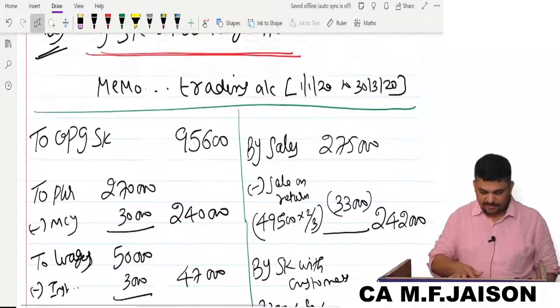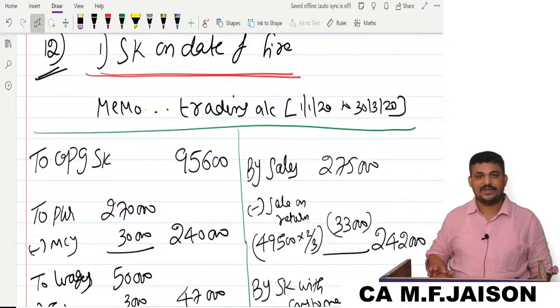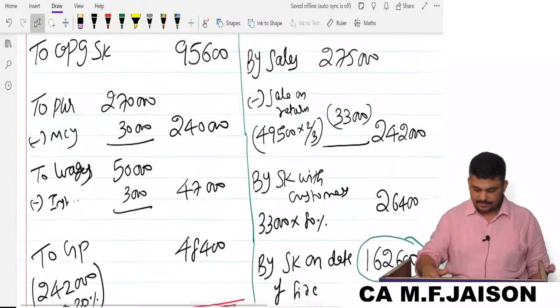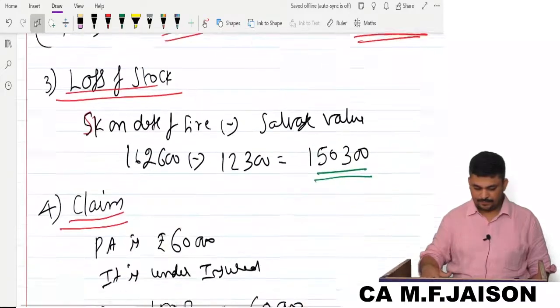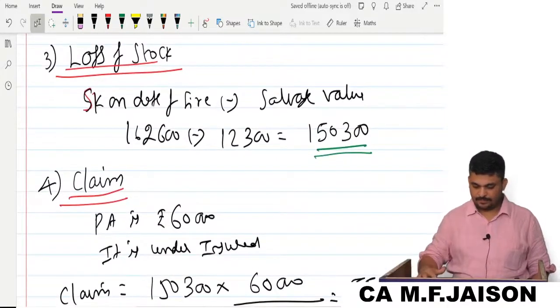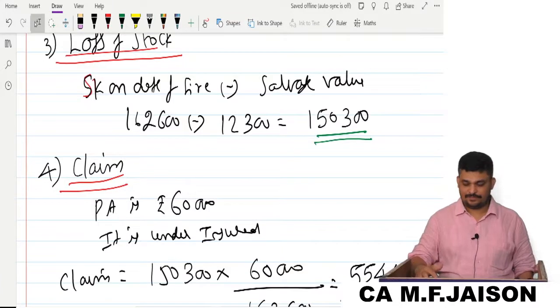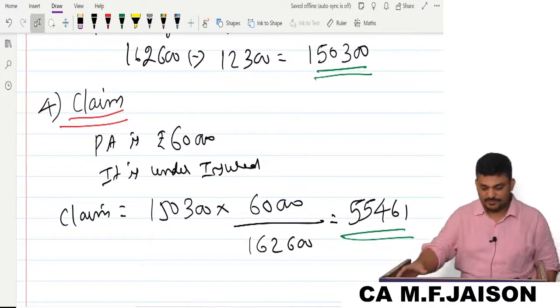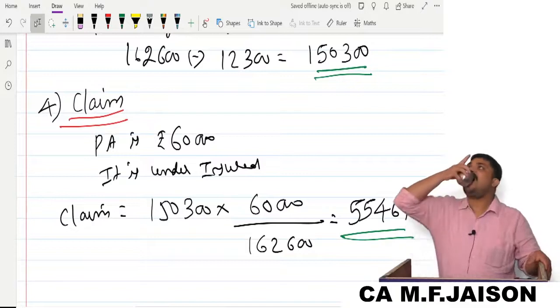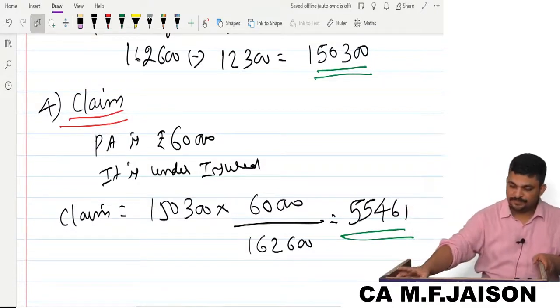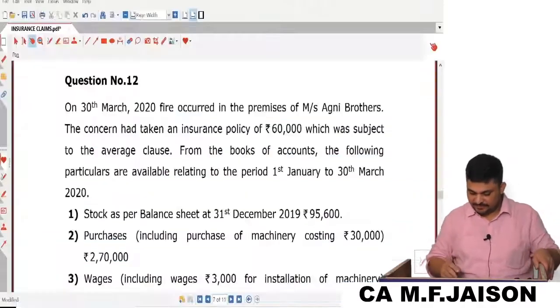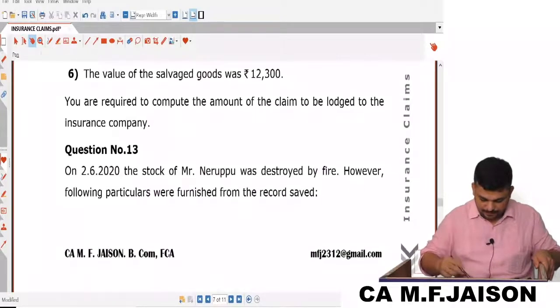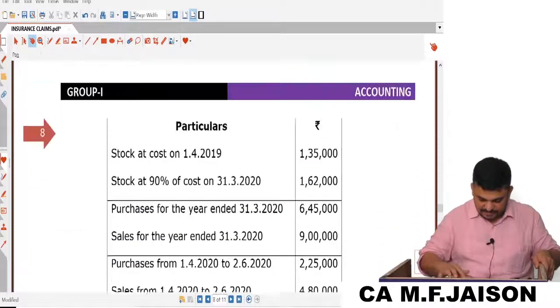So let me now give you the copying slide here. Question number 12, that way we are completing. Okay, so we have done question number 12 also. Now let us proceed. The 13th question, what is that?